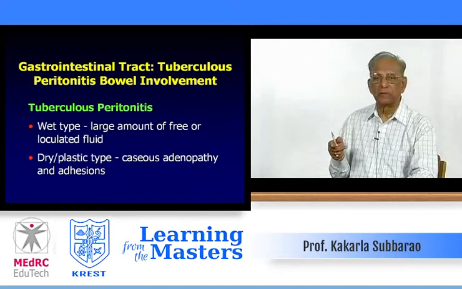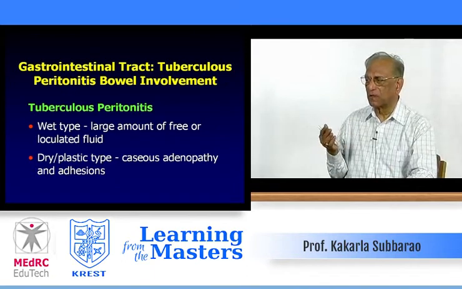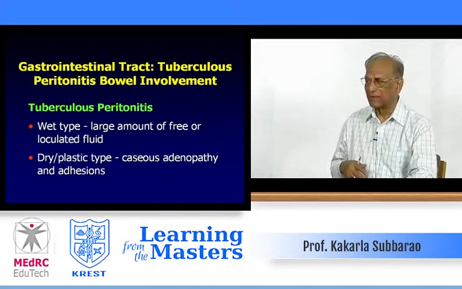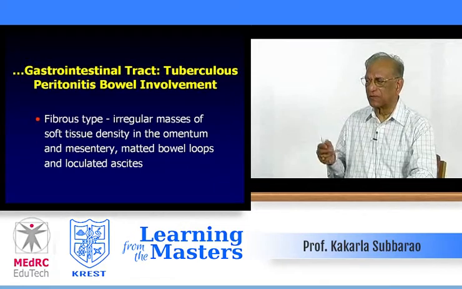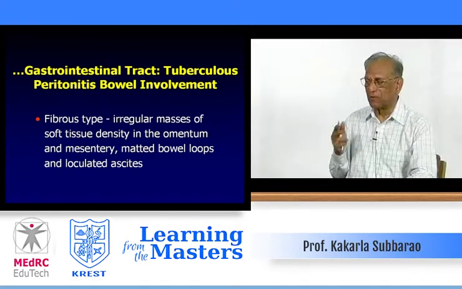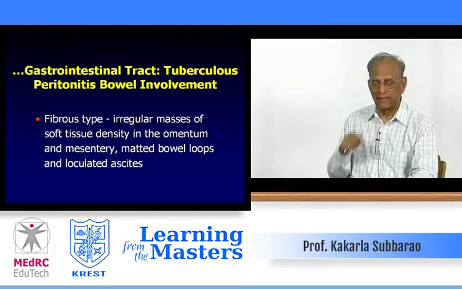Peritonitis, wet type: large amount of free or loculated fluid, occasionally it may be loculated. Dry plastic type: it may plaster the entire omentum like a cake. Causes adenopathy and adhesions. Fibrous type: irregular mass of soft tissue density in the omentum and mesentery, matted bowel loops, and loculated ascites.